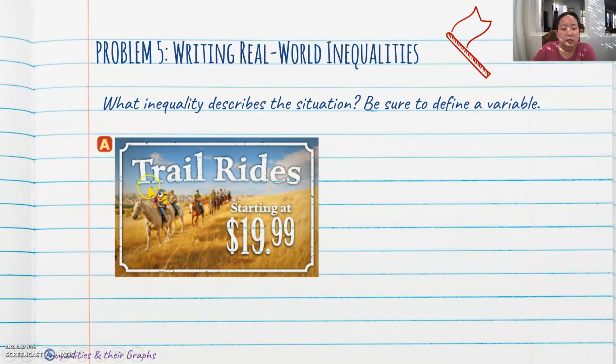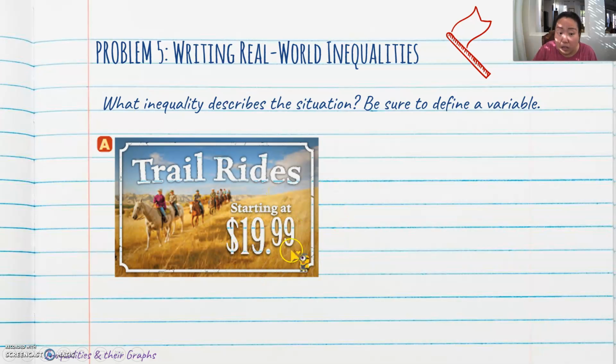If you're going to take a look, it says here trail rides, and the cost starts from $19.99. Try to think, given this scenario, is the cost of the trail ride going to be less than $19.99, or is it going to be higher than $19.99? Because it uses the word starting, it means $19.99 is going to be the minimum cost. So the trail ride cost will be higher.